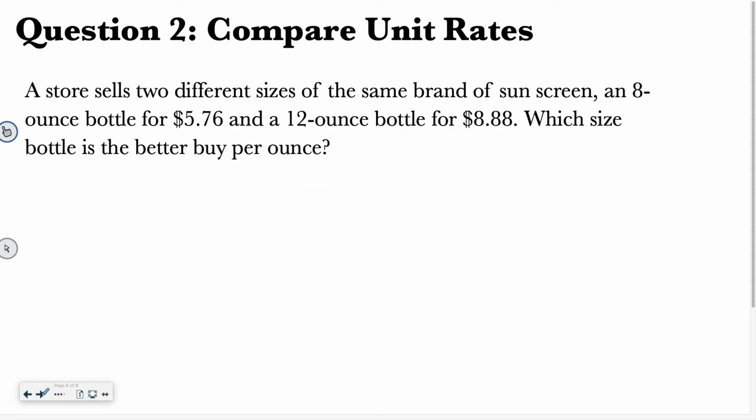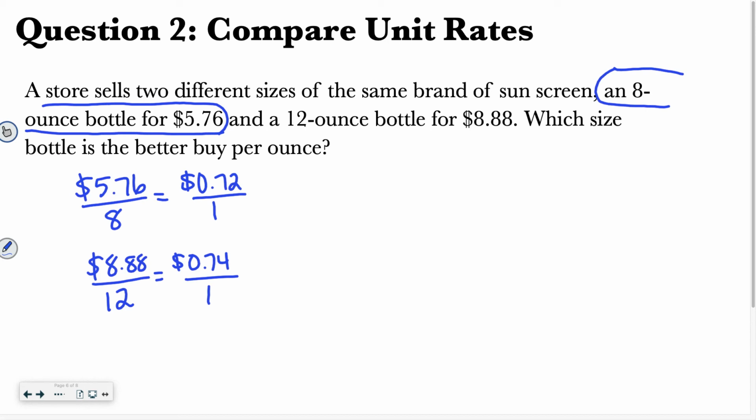All right, a store sells 2 different sizes of the same brand of sunscreen, an 8-ounce bottle for $5.76 and a 12-ounce bottle for $8.88. Which size bottle is the better buy per ounce? Okay, you're going to do the same thing that I did in the last example. You're going to find the 2 different unit rates and compare them. Good luck. Okay, hopefully when you did the math, you came up with 72 cents per ounce for the 8-ounce bottle and 74 cents per ounce for the 12-ounce bottle. So that means that our better buy would be the 8-ounce bottle.